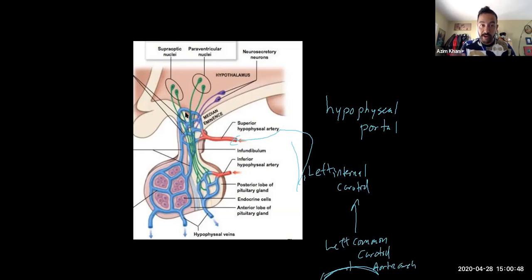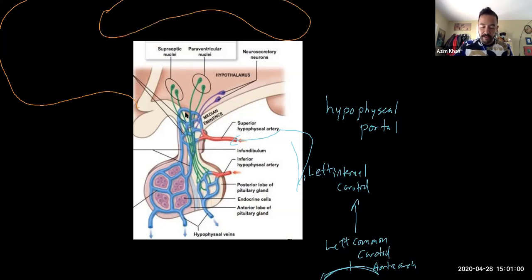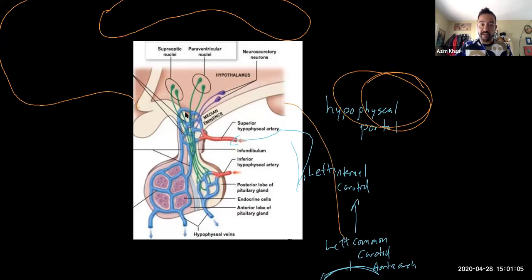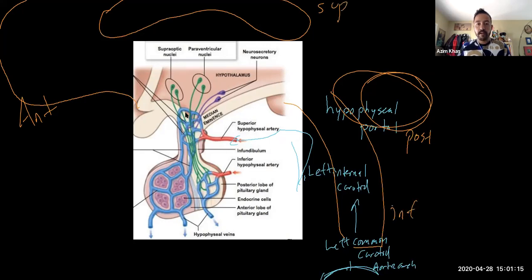If you're unsure where we are in the brain, this is the anterior side. The corpus callosum is going to be somewhere over here. Cerebellum is going to be back here. The brainstem is over here. So anterior, posterior, superior, inferior. Right, so here's that artery delivering blood to the hypothalamus.